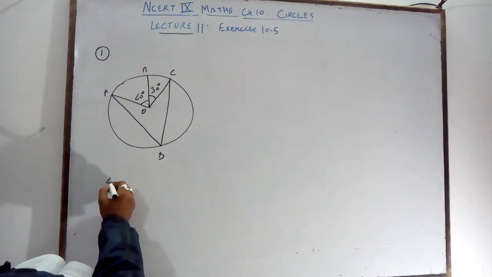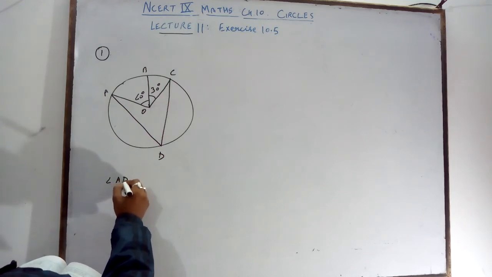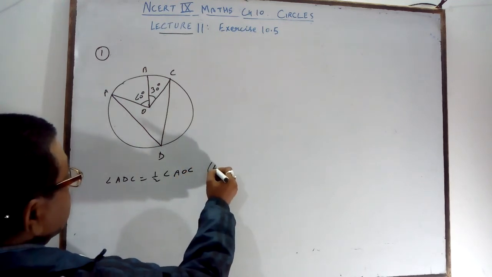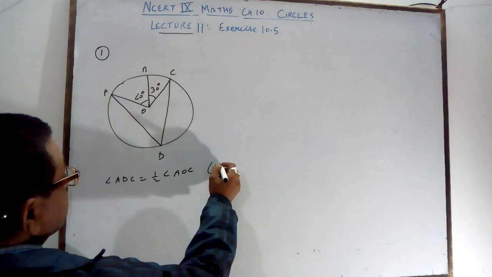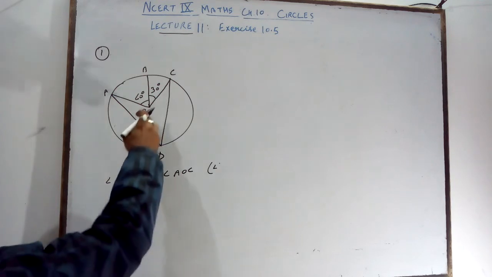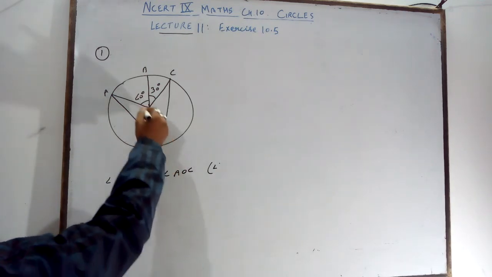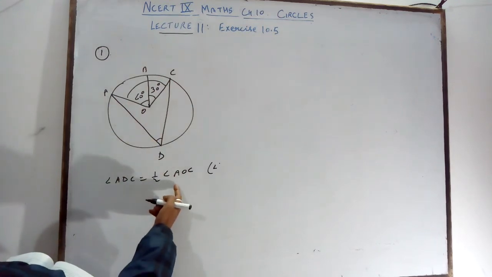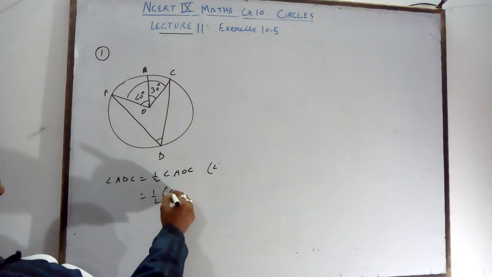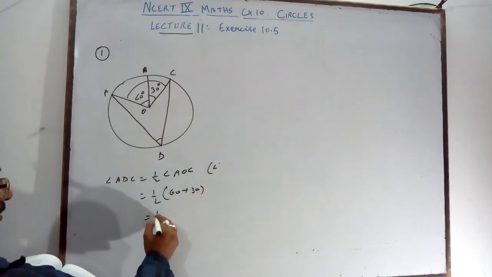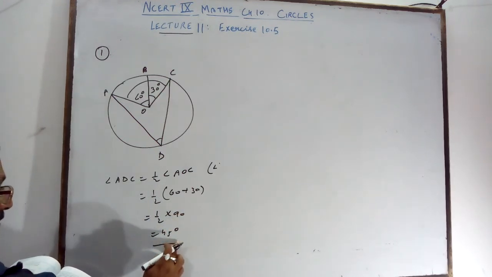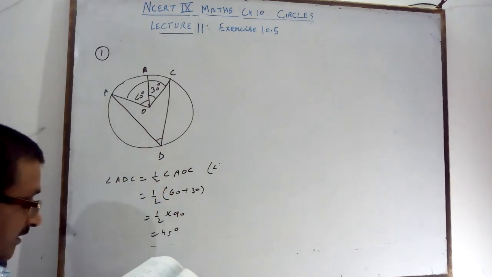Very simple. Angle ADC is equal to half of angle AOC. By theorem, the angle at the center is twice the angle in the remaining part of the circle. This angle and this angle have a two-to-one relation. What is AOC? AOC has two angles, so you will write 60 plus 30. Half into 90 will give you 45 degrees. So what are you getting? Your angle ADC is 45 degrees.